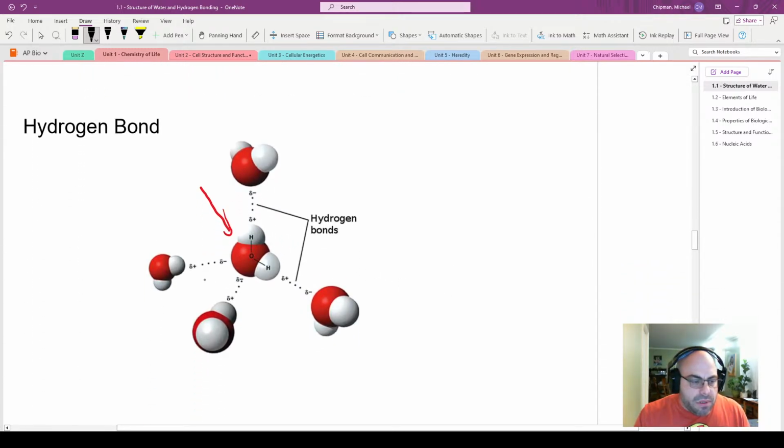And here's some other examples. This one shows you how one water molecule can form bonds with 4 other water molecules.